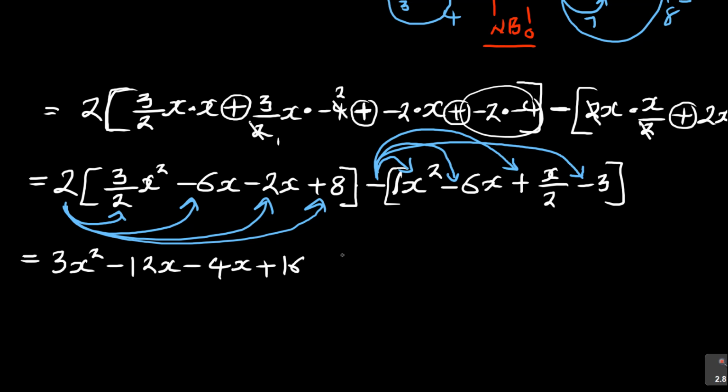So your answer will become here minus 1x squared. The negative 6 will become plus 6x. The positive x over 2 is negative x over 2. The negative 3 is plus 3. That's why it was very important to put that bracket.